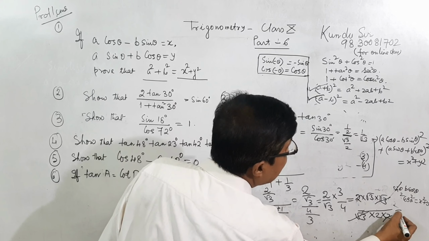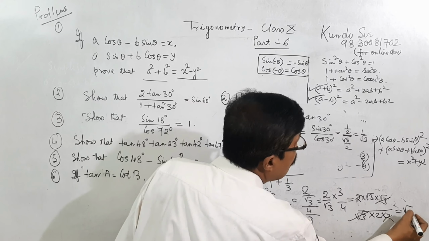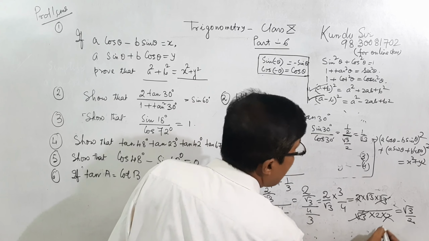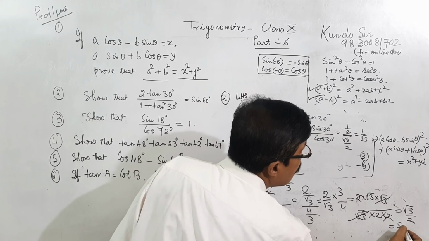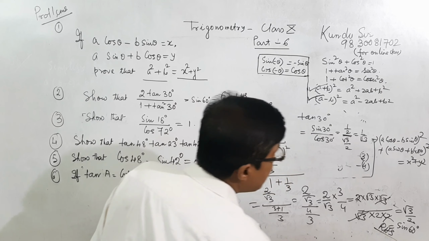What are we getting? We are getting root 3 by 2. What is root 3 by 2? Root 3 by 2 equal to sine 60 degree. It is in the question, it is the right hand side answer.